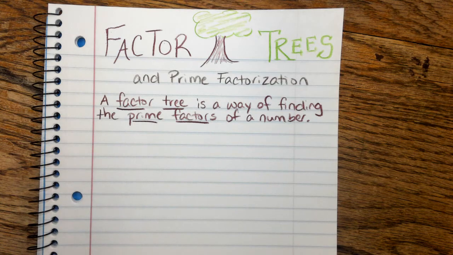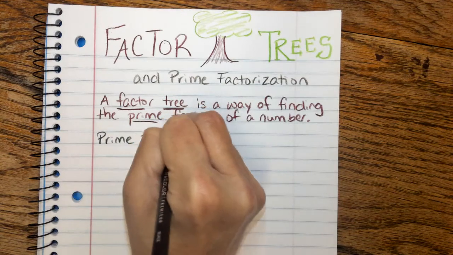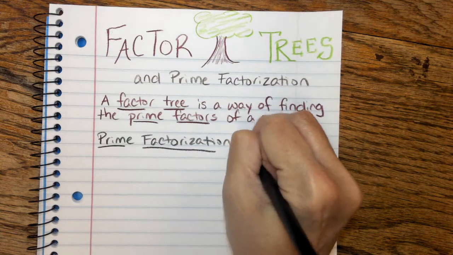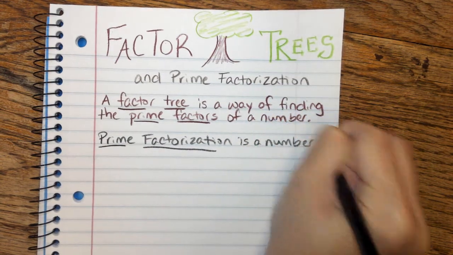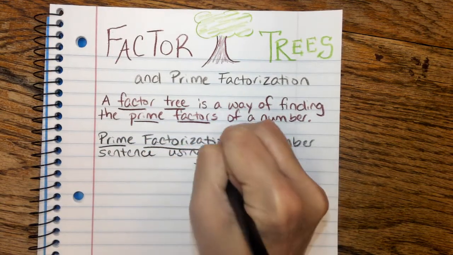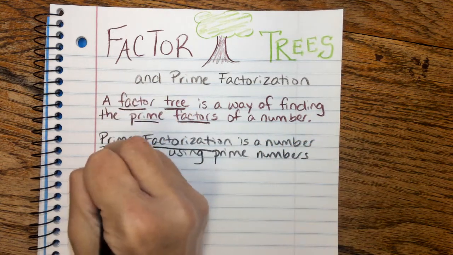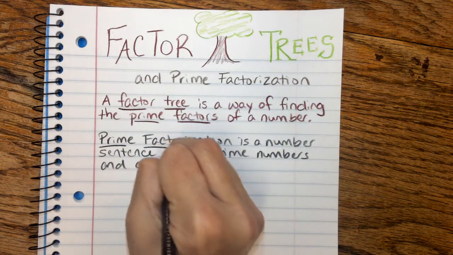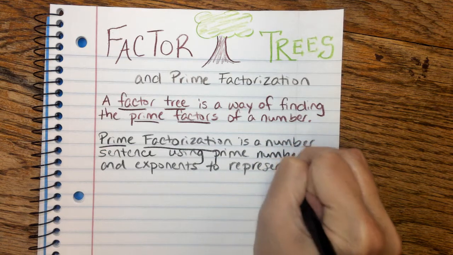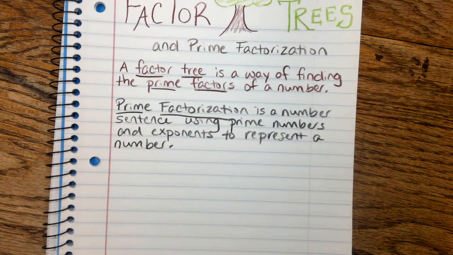Prime factorization is a number sentence using prime numbers and exponents to represent a number. Okay, so there's your two defining sentences.